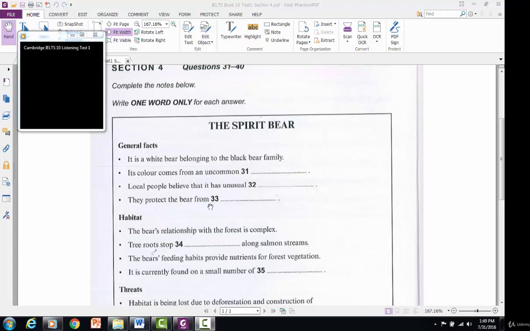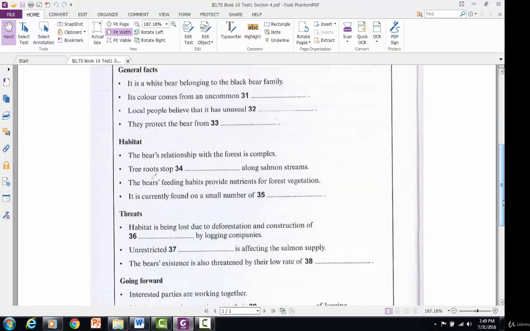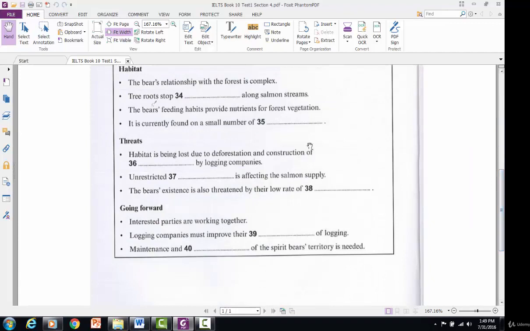32, unusual. 33, they protect the bear from. Protect bear from. Right? 34, roots stop. What do the roots stop? 35, small number of. Okay, you get it? And then as we move down, we have 36. It says habitat is being lost due to deforestation and construction of blank by logging companies. Construction of, so whatever this answer is, it will connect to the word construction, which is what you should circle, and it will connect to logging companies.